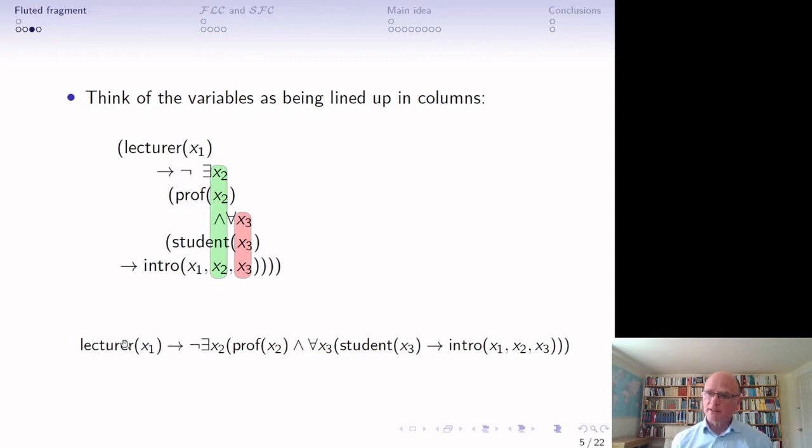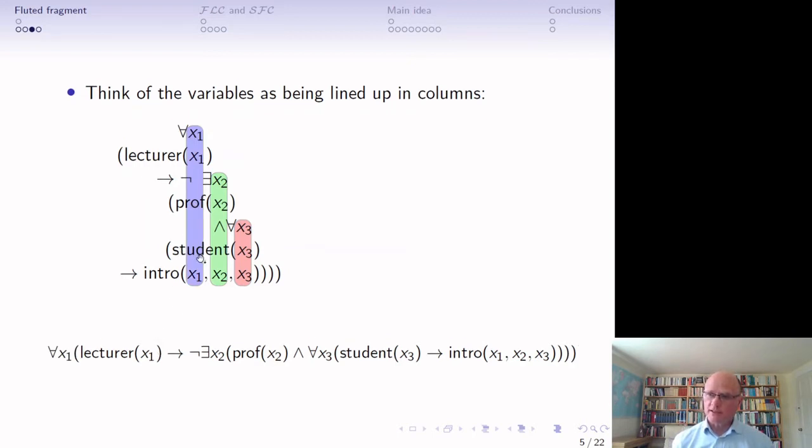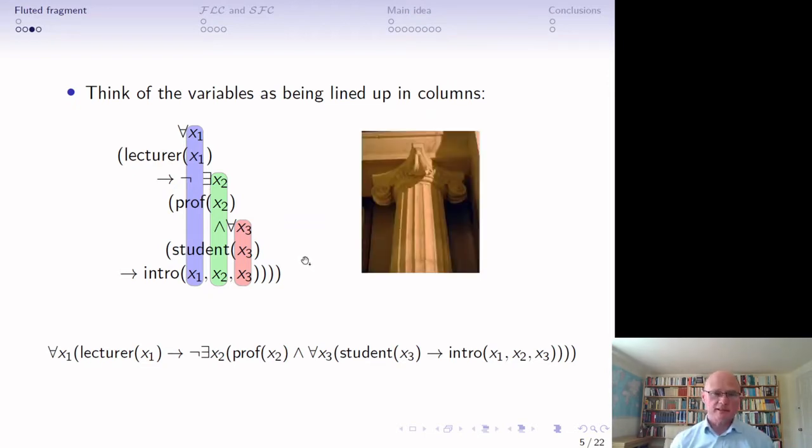And I've done that here. And again, I've just drawn exactly the same formula in this diagram, but with the variable x1 lined up. And now I can quantify x1, and you see that the x1, x2, and x3 form nice columns like this, and this is supposed to remind us of the architectural decoration known as fluting, hence the name fluted fragment.